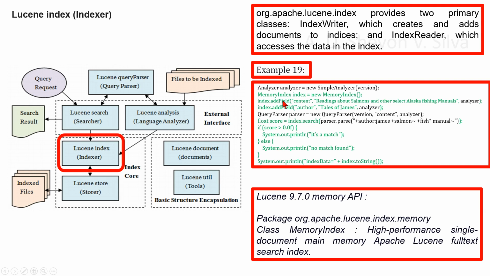message queues, publish-subscribe systems for blog newsfeeds, text chat, data acquisition and distribution systems, application level routers, firewalls and classifiers, etc. Rather than targeting full-text search in infrequent queries over huge persistent data, achieved historic search, this class targets full-text search of a huge number of queries over comparatively small transient real-time data, prospective search, for example as in here.